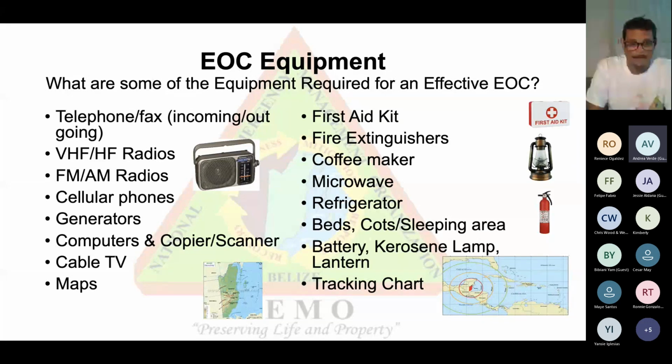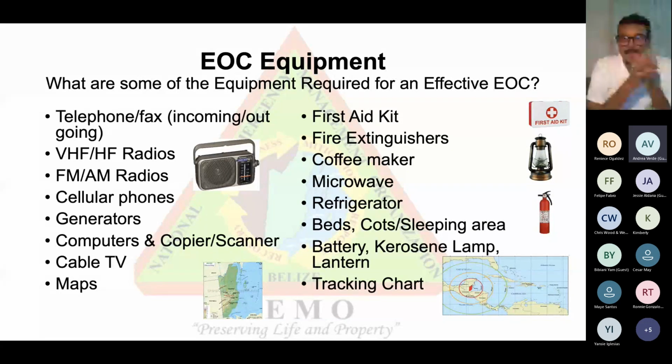Maps, as you saw in Ronnie's video, if you walk into any EOC, there's two things you will see on the wall. One is a tracking chart that tracks the storm, and one is a map of your area of responsibility. So you will see in the Corozal one, a map of Corozal with all the different district towns and villages and so forth, right? And if you come to the Toledo one, you will see the tracking chart, and you will see the map of the Toledo district, right?